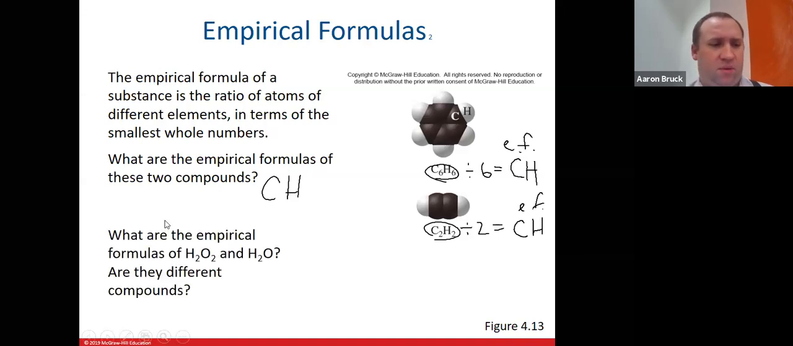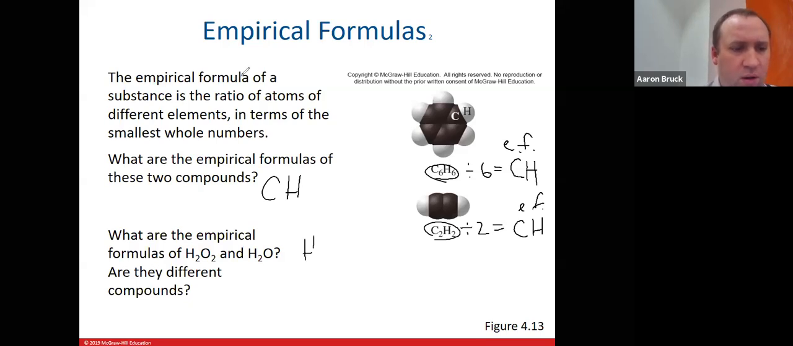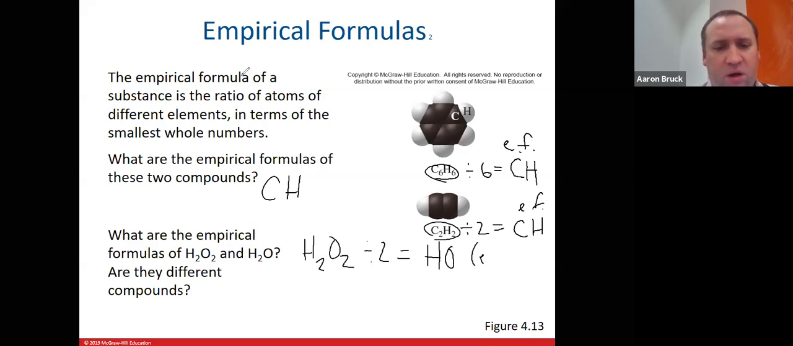But what about these two compounds? H2O2 and H2O. Are they different? Are they the same? Well, again, for H2O2, I can see that I can divide both of those numbers by 2, and that would give me the empirical formula of HO, or OH.